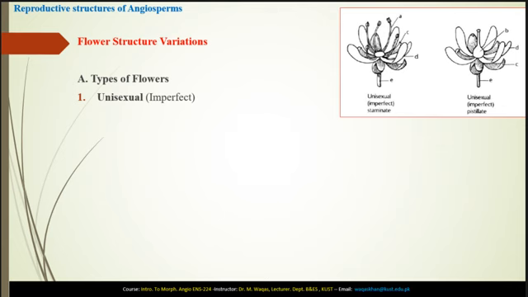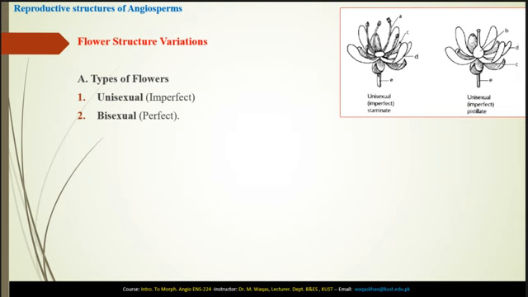An imperfect or unisexual flower has either the stamen, the male reproductive part, or the pistil, the female reproductive structure. As you can see here, unisexual staminate has only stamens. And this is another imperfect flower, unisexual pistillate, with only the pistil. Such types of flowers are termed unisexual, or in simple terms imperfect. Imperfect means they are missing some flower parts.